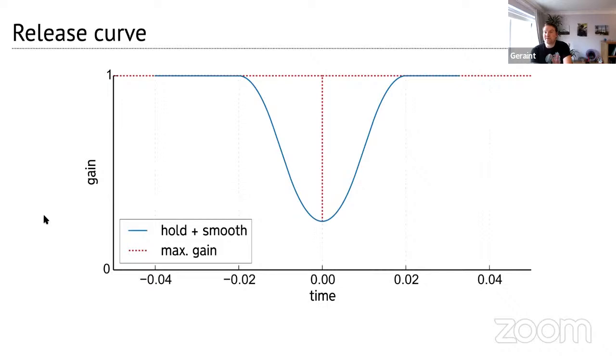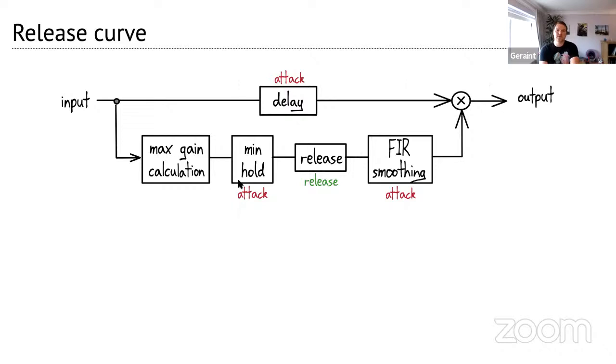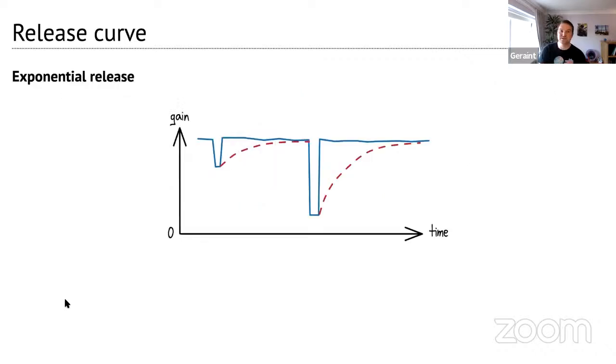And it might be that we want our attack to be short and then to take slightly longer to come back in. So this can be done really easily. This is our flow, and it's exactly the same as before, except we've just added a release element here. Now, the simplest one to add is an exponential release.